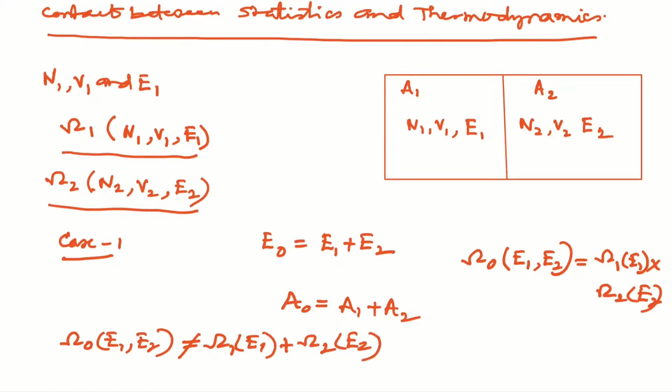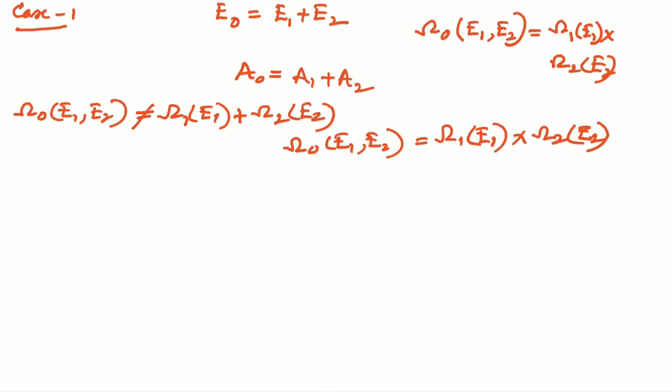That will not be correct, because for each value of omega 1 there will be omega 2 different possibilities. So the total number of microstates available for the system will be, as we have written, omega naught, a function of E1 and E2, which will be equal to omega 1 into omega 2. For each value of omega 1, there are omega 2 possibilities. We are writing the number of microstates as a function of energy only, because the number of particles and volume remain fixed separately in systems A1 and A2.